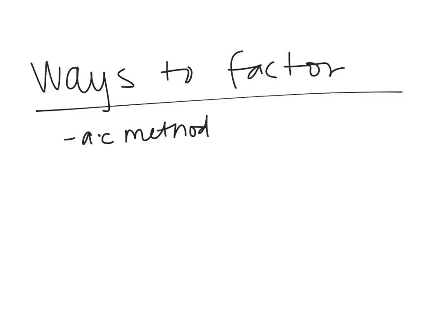What is the AC method? It's where you have like 2x squared plus 7x plus 5, and you multiply A times C. Okay. Completing the square.